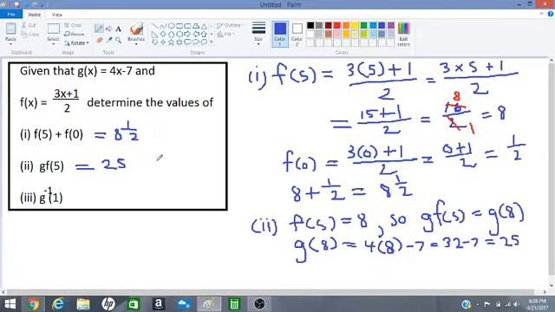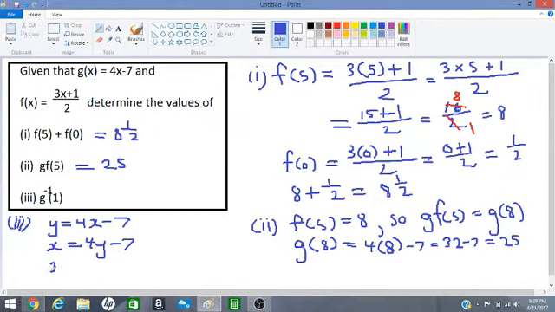One more part to do. We have to find the inverse function for g of x. So we have g of x here. That's for the algorithm of replacing g of x by y. So y is equal to 4x minus 7. Now let's switch x and y around. So x is equal to 4y minus 7. Now let's solve the equation and make y the subject of the formula.